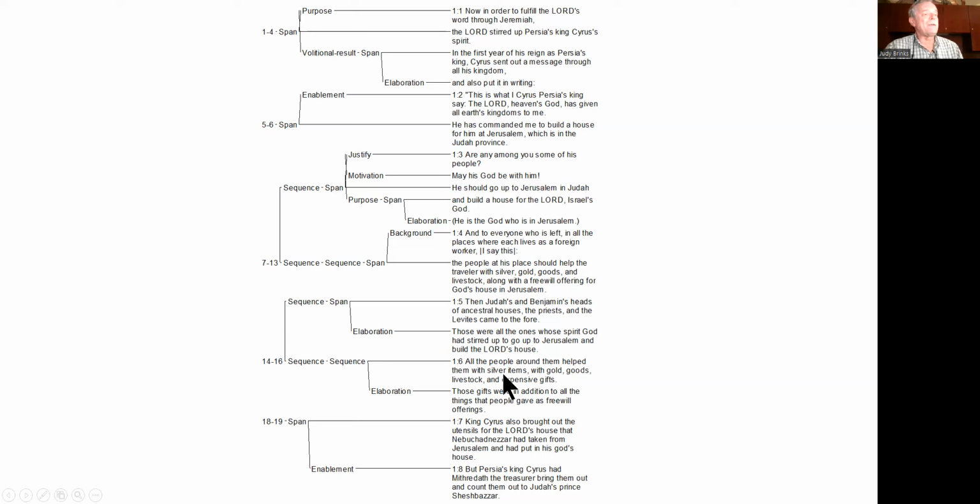Then all the people around them help them with silver items, with gold, goods, livestock, and expensive gifts. King Cyrus also brought out the utensils for the Lord's house that Nebuchadnezzar had taken from Jerusalem and put in his God's house. So by skipping from nucleus to nucleus and possibly paraphrasing a little bit, you can see that we can do a summary of the entire passage. And then also looking at this, we can see the basic structure.